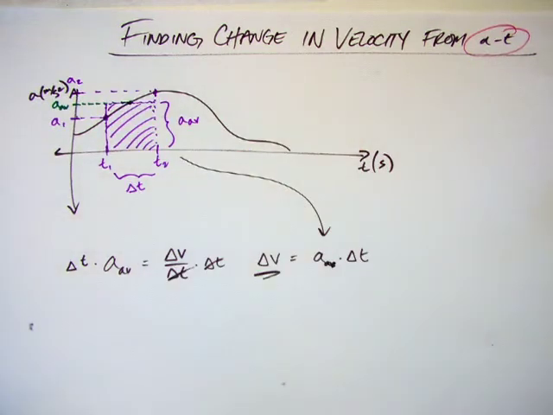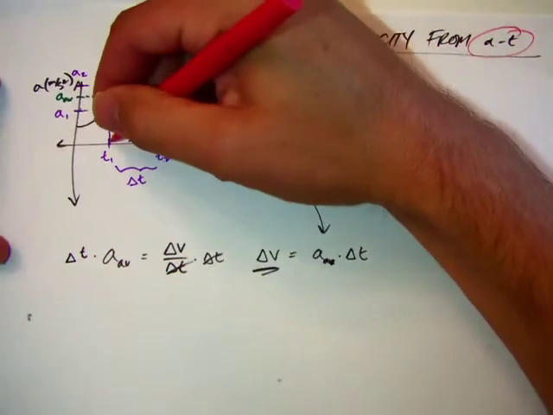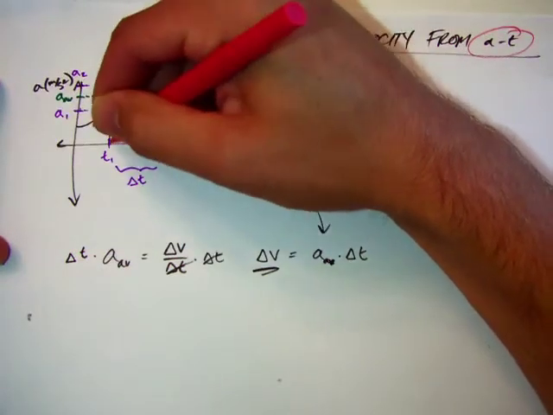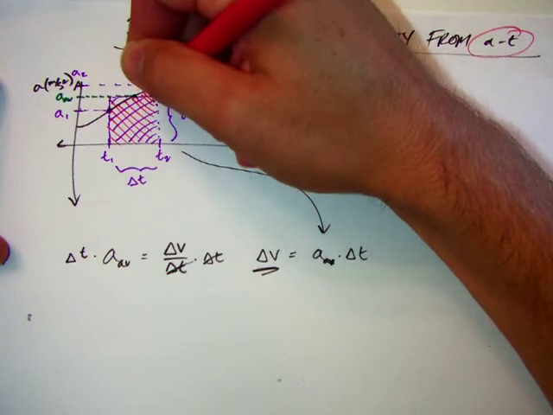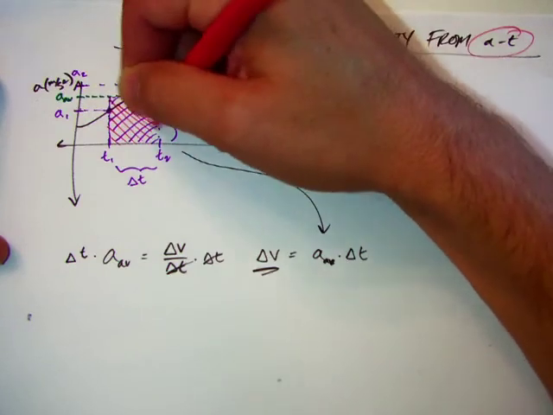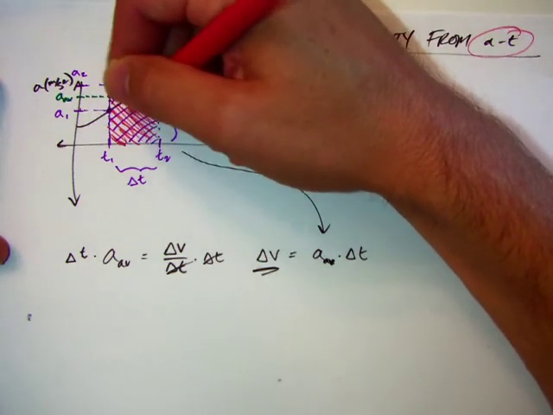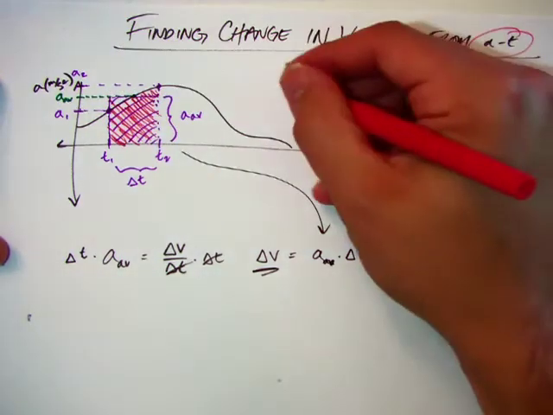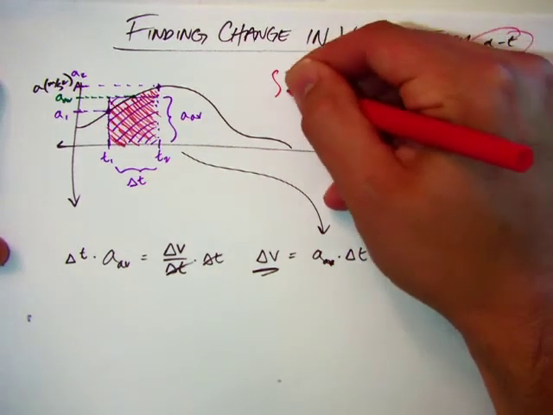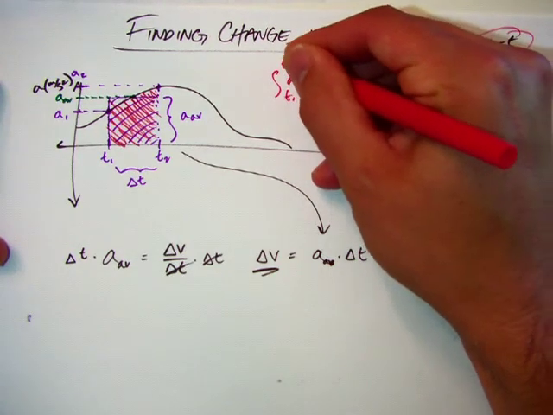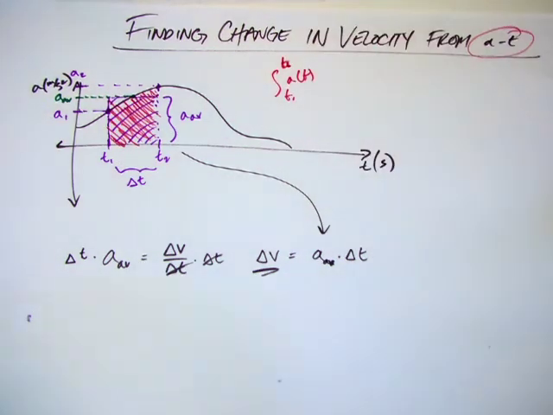Now, in order to prove that to you, we need to go back to this idea that does the area of this box match this area under the curve? And remember, we said to prove that we need to use integral calculus, the integral of a of t from t1 to t2. So that's something that you guys will be learning next year as you move on to calculus and how to figure that and how to prove that.